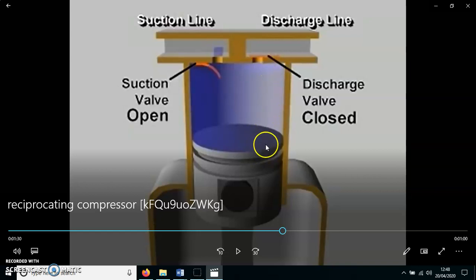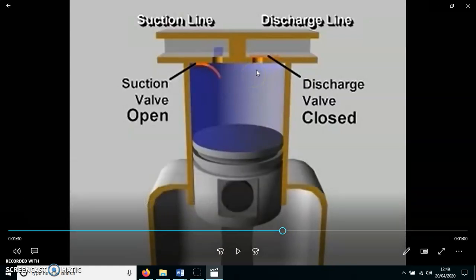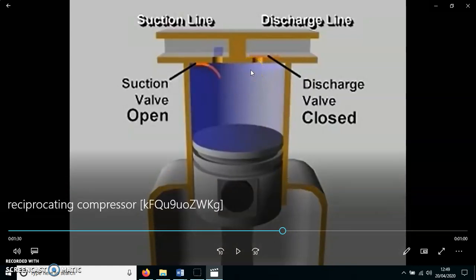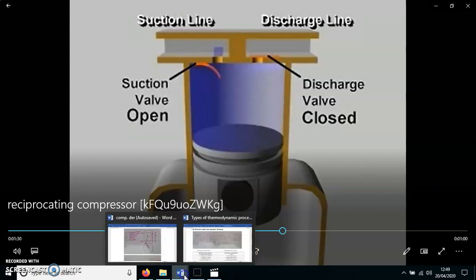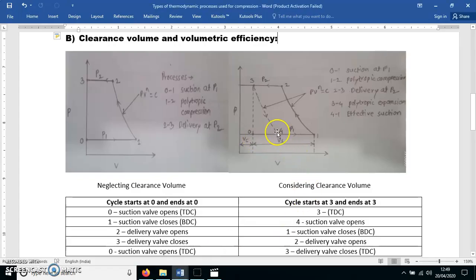What is the theoretical volume available for the suction? That is the stroke volume. So this much amount of air has to come inside the cylinder as the piston is moving from TDC to BDC, but it actually never happens. The reason is residual air deposited inside the clearance volume at the end of the delivery of the previous cycle. So because of the clearance volume, the effective suction is less than the theoretical suction.